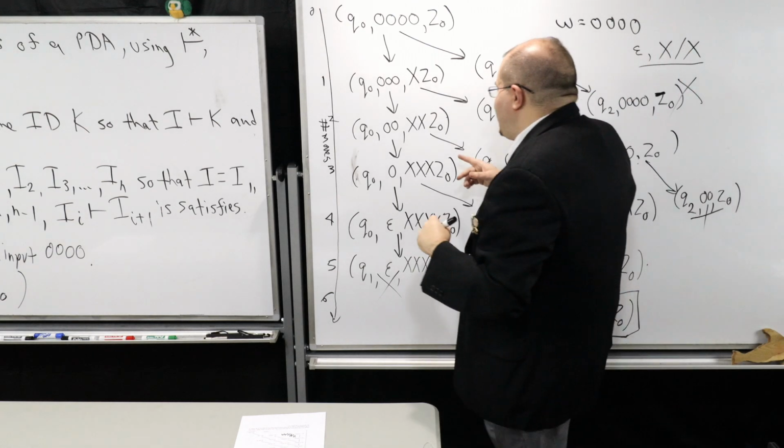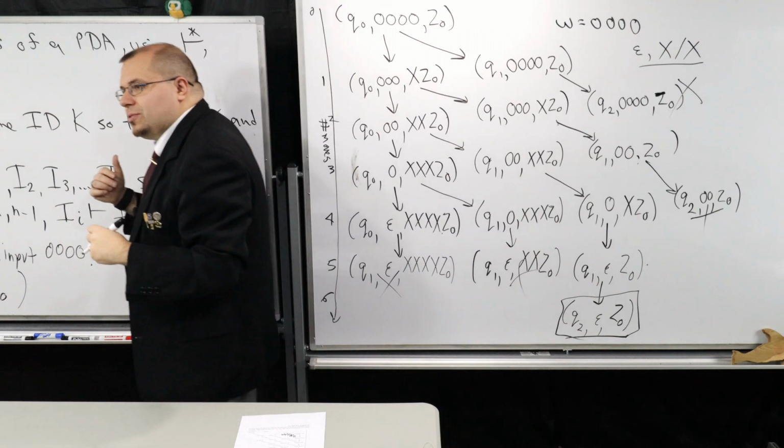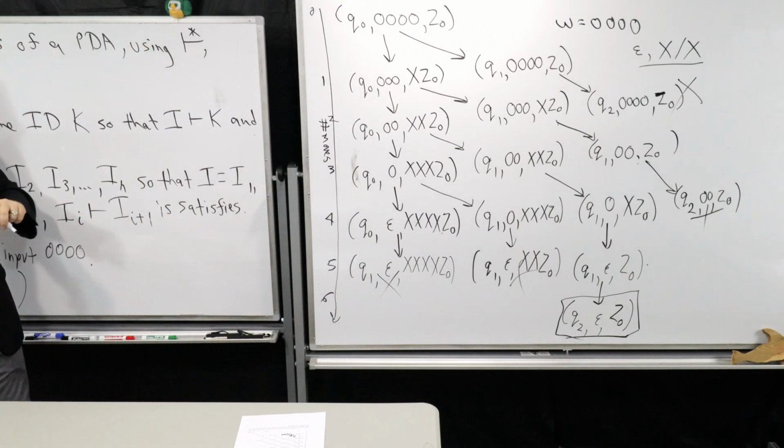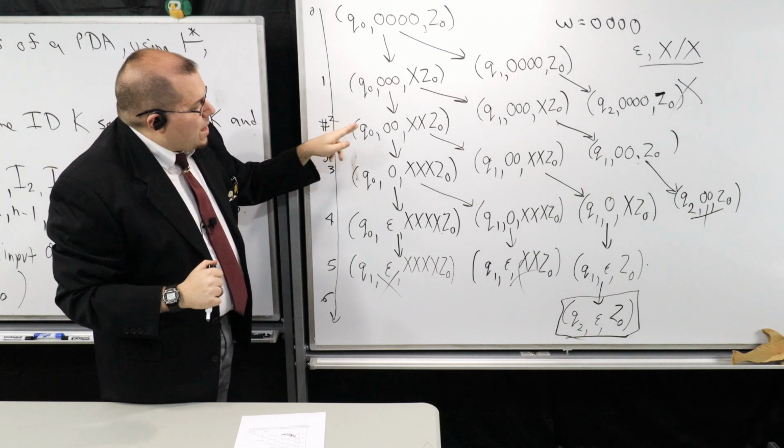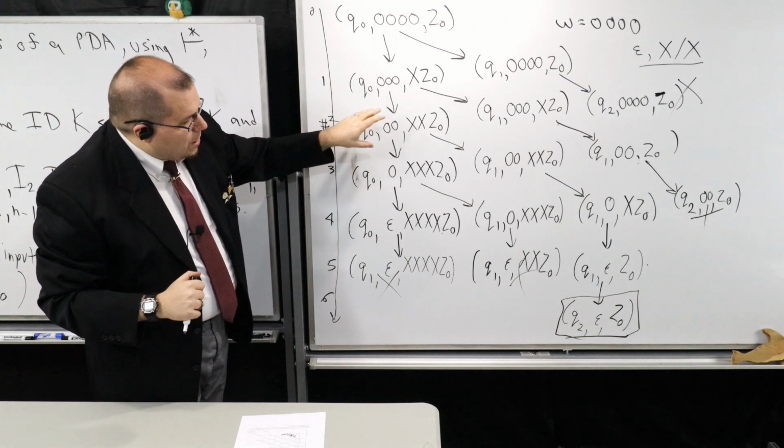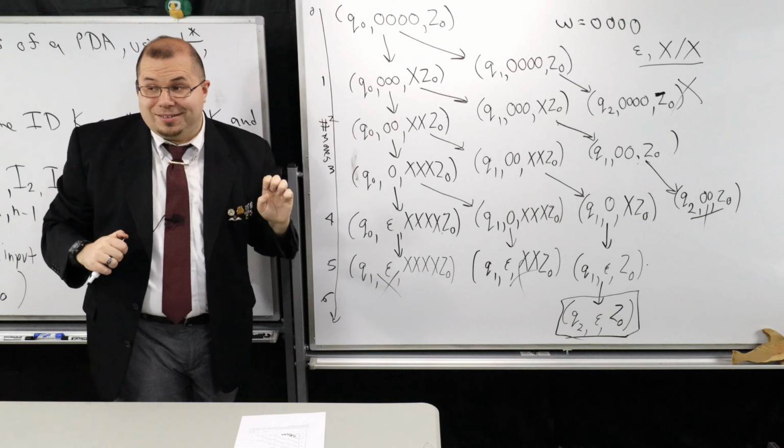So that's what happens, how I get from Q0 to Q1. It's an epsilon move that's happening. That's why you'll notice I don't gobble up any symbols. I use an epsilon to do this.